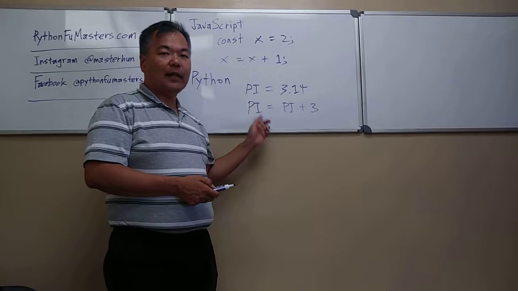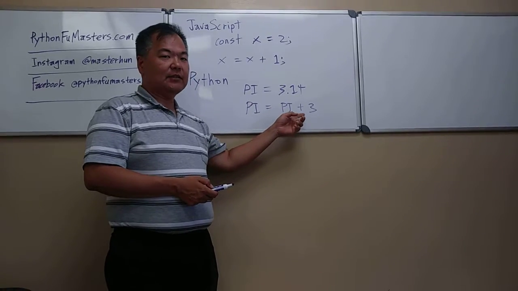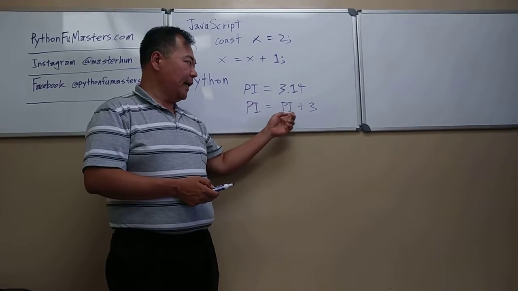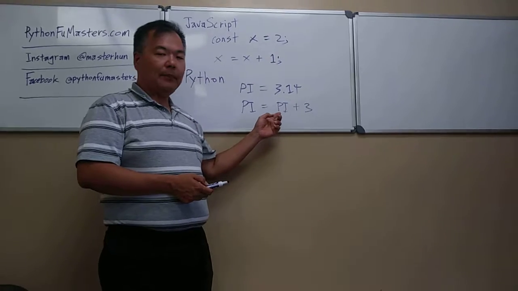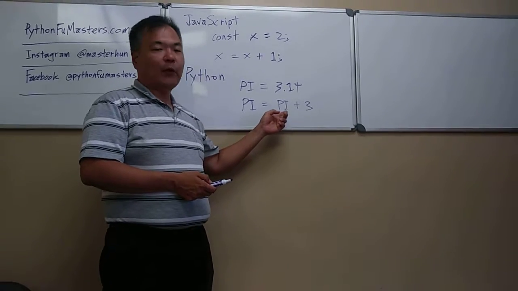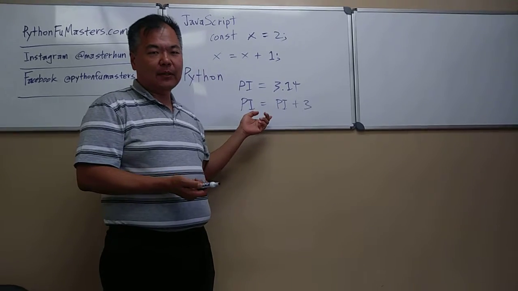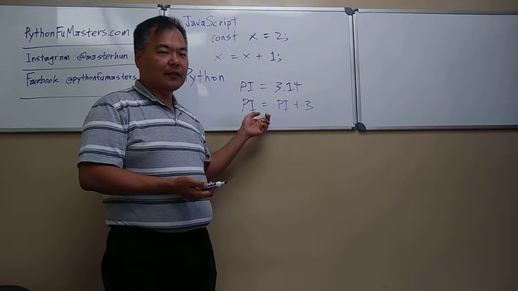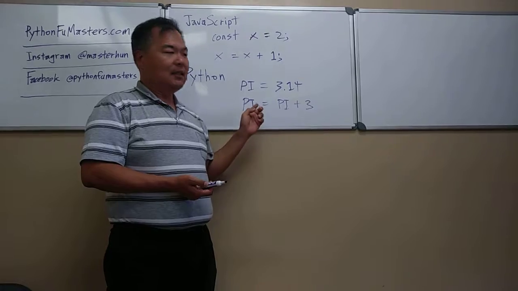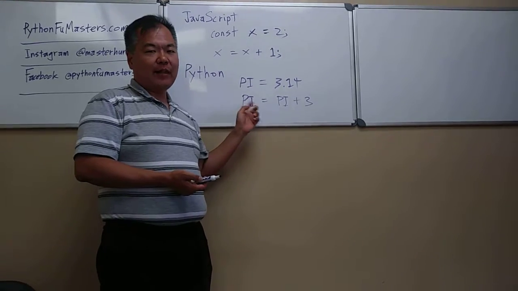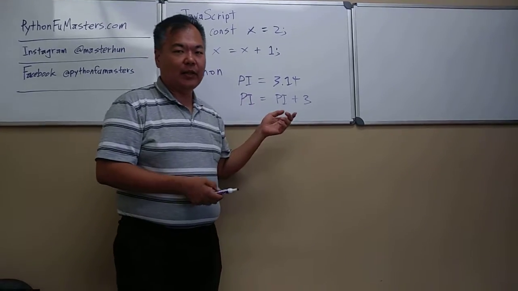But the language will allow you to actually make the PI 6.14, which is obviously wrong, but the computer does not know that. The Python interpreter doesn't know that. It allows you to do this. So that's a disadvantage with Python. Depends on how you look at it, of course.